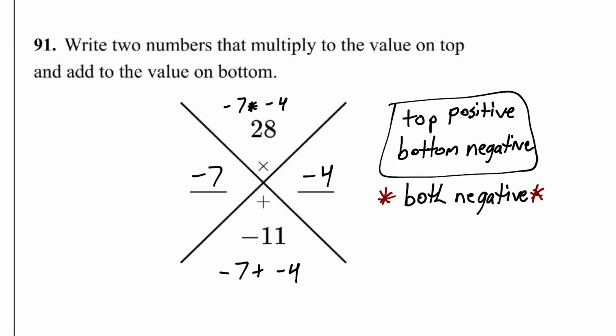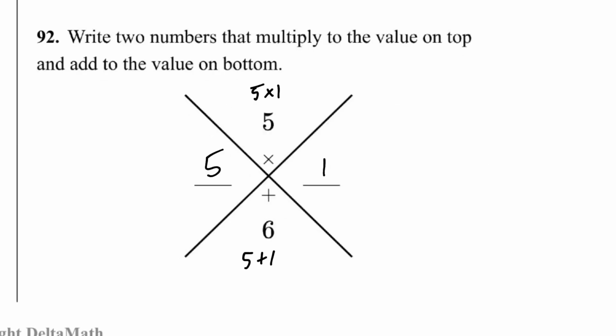91 is unique because the top number is positive and the bottom number is negative. When that happens, your two answers will both be negative. For example, factors of 28 are numbers like 7 times 4, but 7 plus 4 does not add up to negative 11. So we have to make them both negative. Negative 7 and negative 4. When you multiply, you still get 28, and when you add, you get negative 11. 92 is back to 5 and 1. 5 times 1, 5 plus 1.